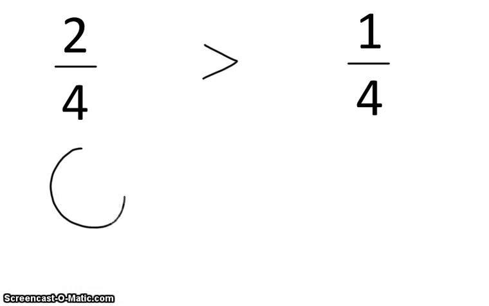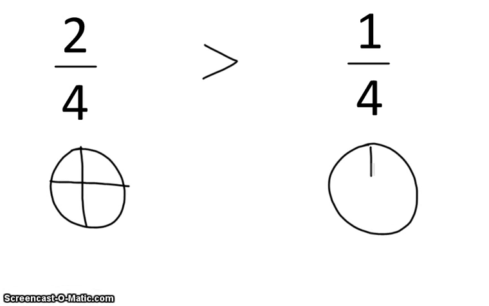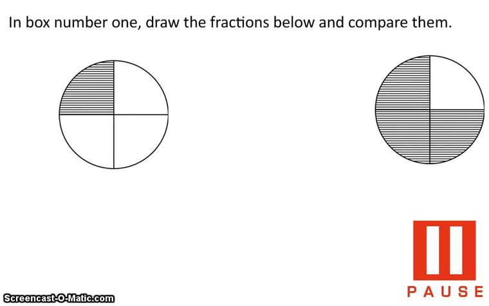And I could quickly draw that just to double check myself. Make sure I start with the same wholes. I'm going to cut them both into fourths. And this side has 2/4 drawn in, whereas this side only has 1. And so I confirmed it. 2/4 is in fact bigger than 1/4.